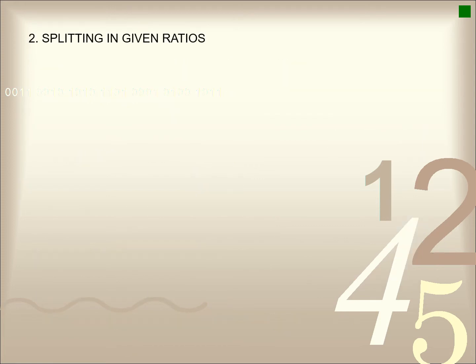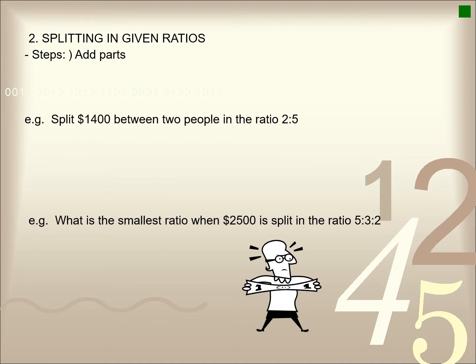Okay, let's get on to the good stuff, which is what happens when I'm going to split in a given ratio. So the steps here are to add the parts, then make a fraction, and then multiply by the total amount.